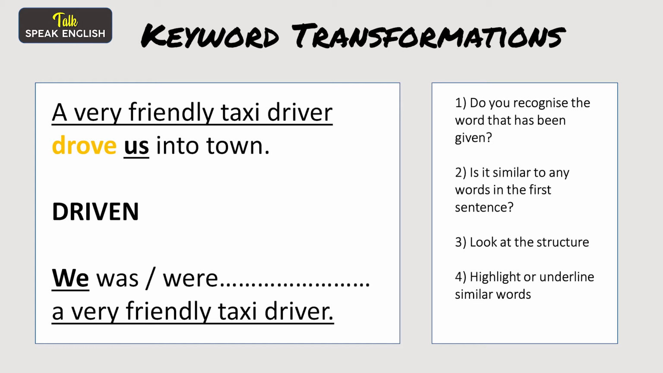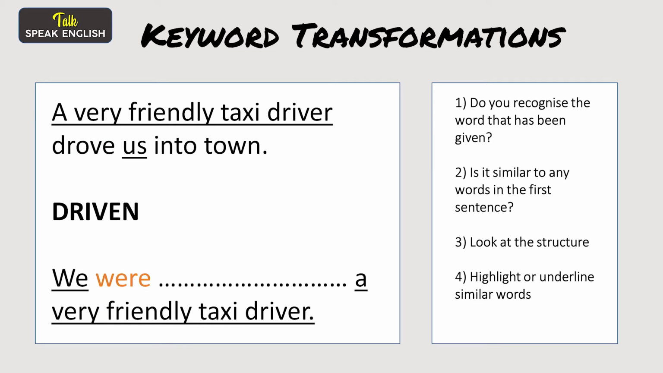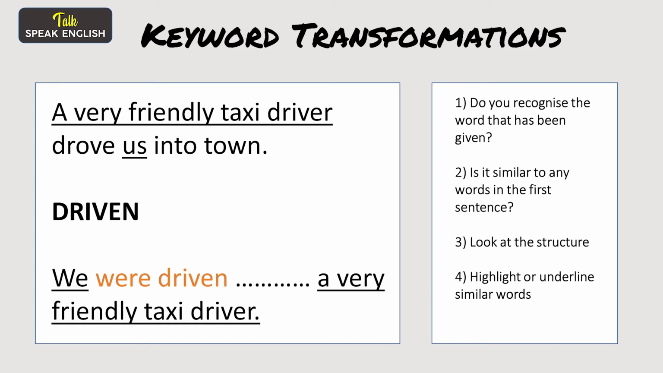Is it was or were? Well, because the subject is we, it has to be were. So let's put that. Step 3, we need the verb in the past participle form. And guess what? We already have it. So we can put driven. And step number 4, we need to add the object preposition by before the actor of the sentence, which in this case is a very friendly taxi driver. Now this is looking good, but we still need to check if we have all of the information. No we don't.